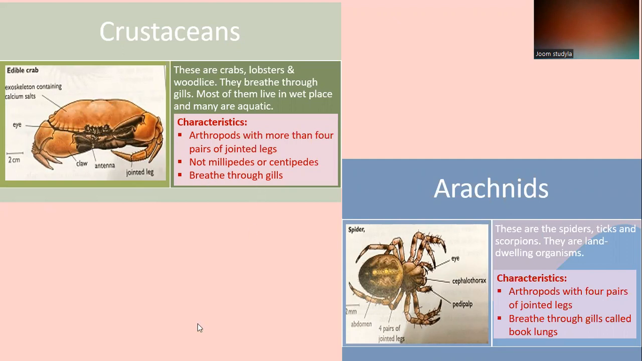Okay, and then arachnids. The example given here is the spider. These are spiders, ticks, and scorpions. They are land-dwelling organisms. The characteristic of arachnids is arthropods with 4 pairs of jointed legs, which breathe through organs called book lungs.